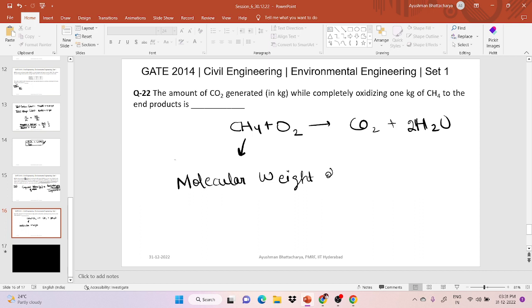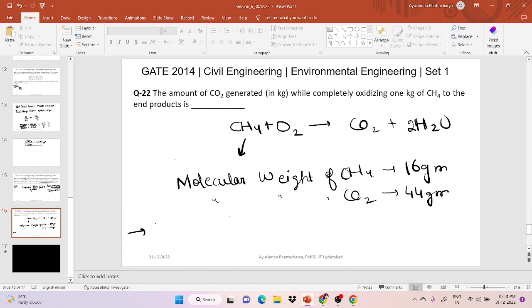Okay. We know that the molecular weight of CH4 is 16 gram, and the molecular weight of CO2 is 44 gram. So to know the amount of CO2 generated in kg, since the question is in kg, based on the equation you can see 1 mole of CH4 gets completely oxidized and forms 1 mole of CO2.